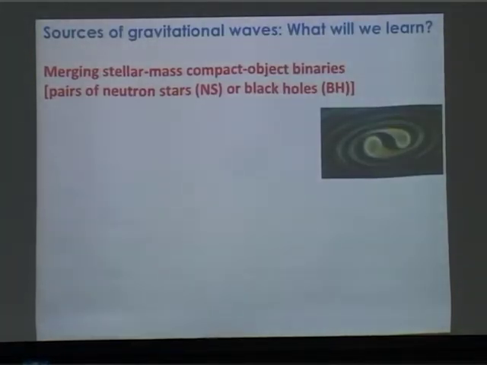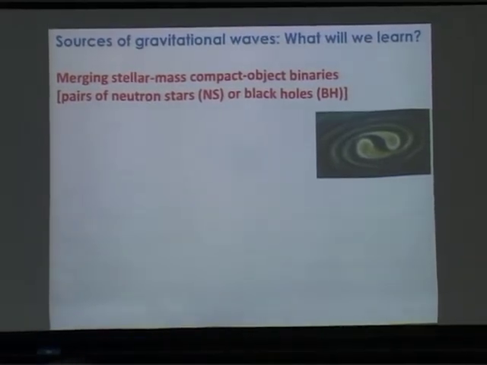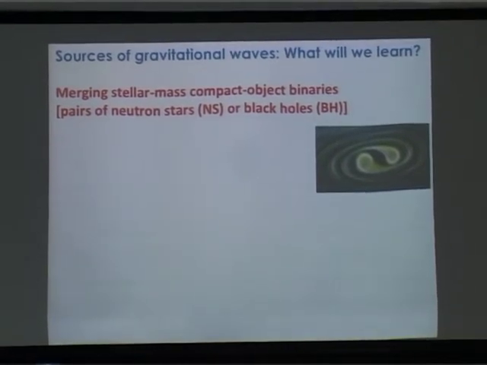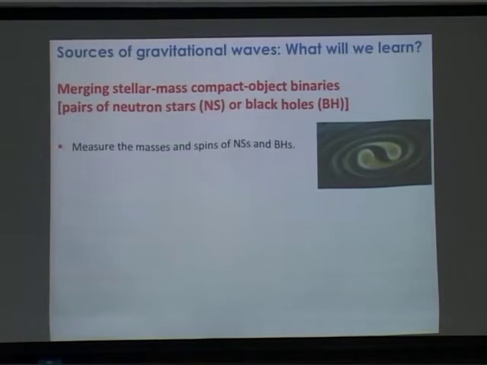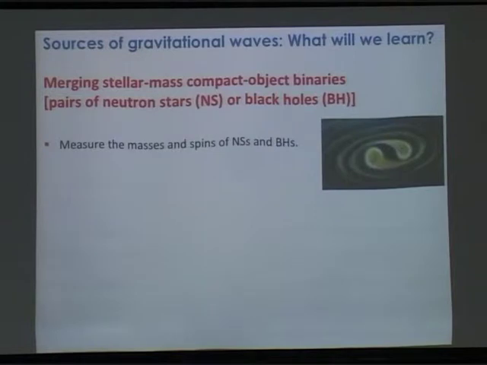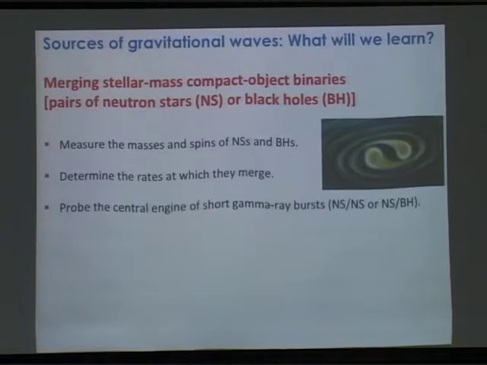Okay, so what are we going to learn from various sources of gravitational waves? So the key source, especially for the ground-based detectors, are pairs of merging stellar mass compact object binaries, so some combination of a neutron star and a black hole. And by observing these objects and looking at their waveforms and accurately extracting parameters from the waveforms, we'll be able to get good estimates of the masses and spins of the individual neutron stars and black holes from these systems. And we'll also determine the rates at which these objects merge, which will give us a deeper insight into basically the star formation and stellar evolution scenarios.